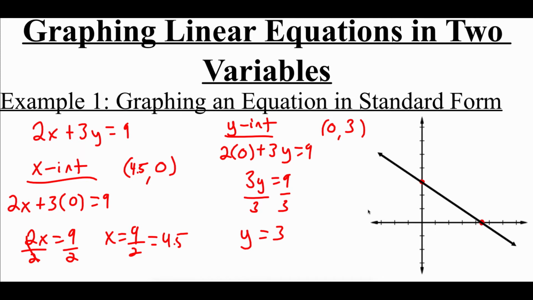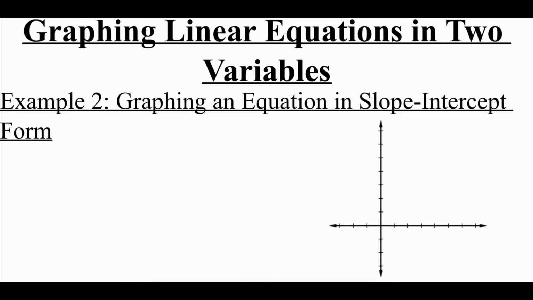So that line that I just drew in represents all of the solutions for this equation. In this example, we're going to look at graphing out an equation that's written in slope-intercept form. So remember, slope-intercept form is y equals mx plus b. The m tells us the slope of our line, and the b tells us the y-intercept. And we can use both of those values to help us draw out the picture of a graph.